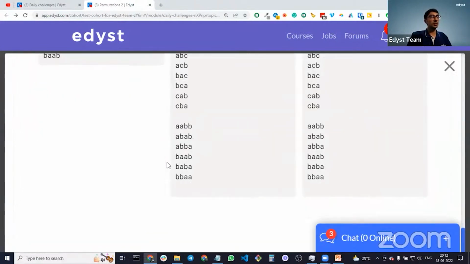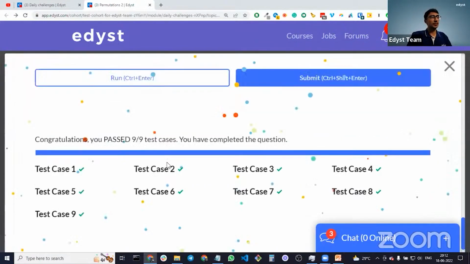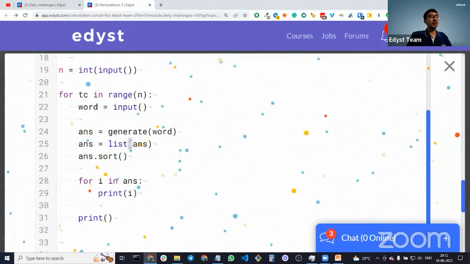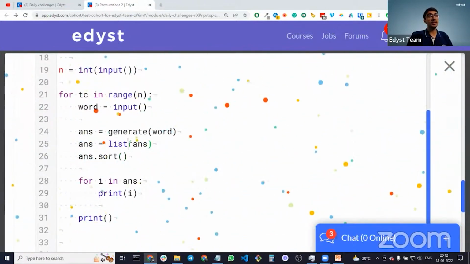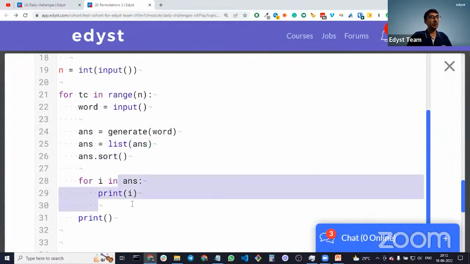So now it works out, and if I submit it, it should work out. So yeah, this is the other important part. You can't sort a set. There is no indexing in a set, so you can't really sort a set. You convert it to a list, sort it, and then you print it. Okay.